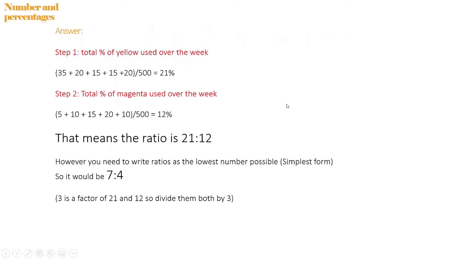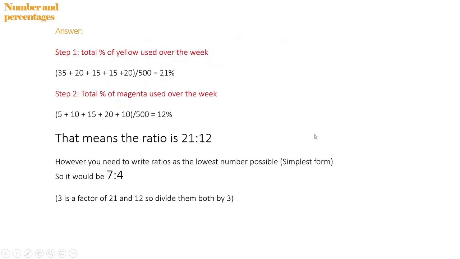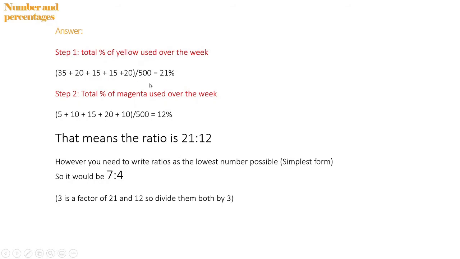So step one, total percent of yellow used over the week. All right, so I've done 35, 20, 15, 15, and 20. So why have I done that? Again, really simple. 35, 20, 15, 15, 20. So adding all those up of yellow. Okay. And then again, dividing by 500. Why are we dividing by 500? Because the total percentages per day can only equal 100, because you can only have 100%. Okay. So that gives you 21%.